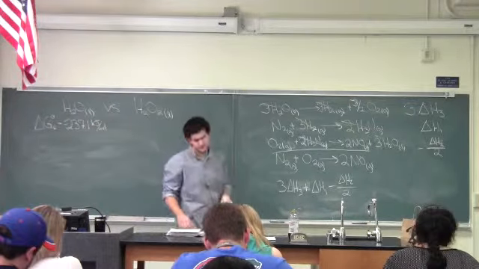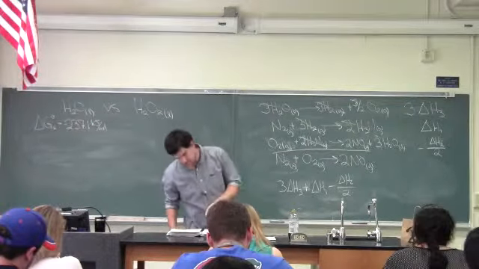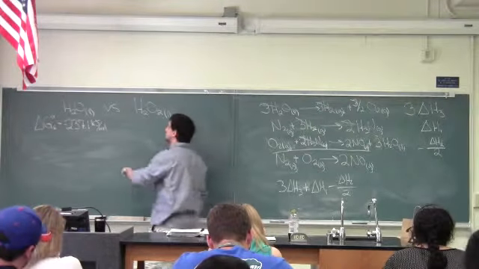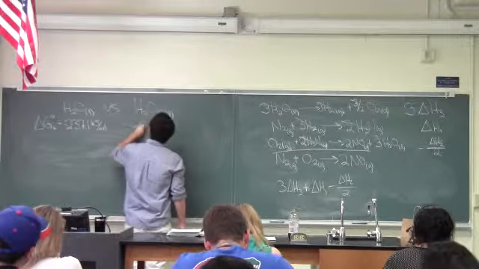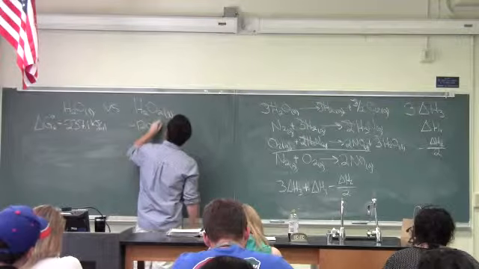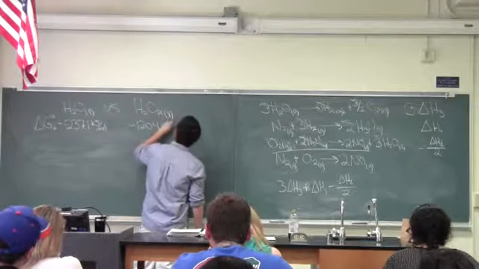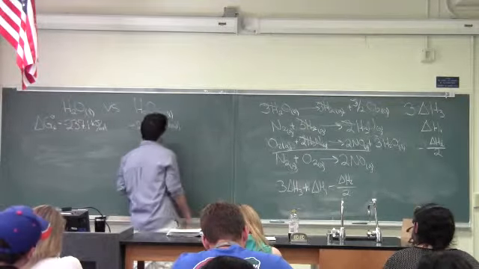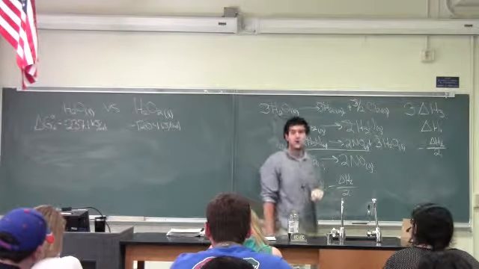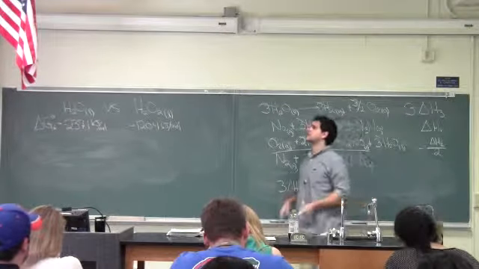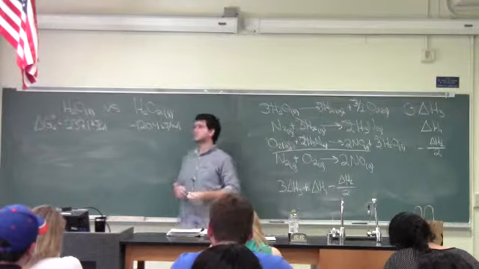For H2O2, I got negative 120.4 kilojoules per mole. So, which one of these is going to be more stable based upon Gibbs free energy of formation, standard state?